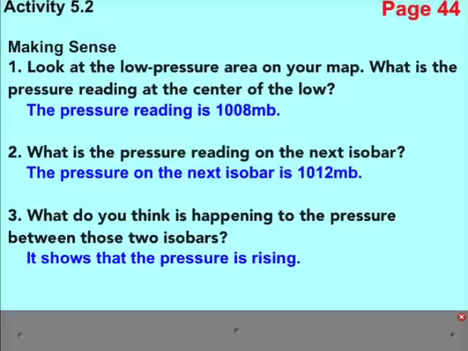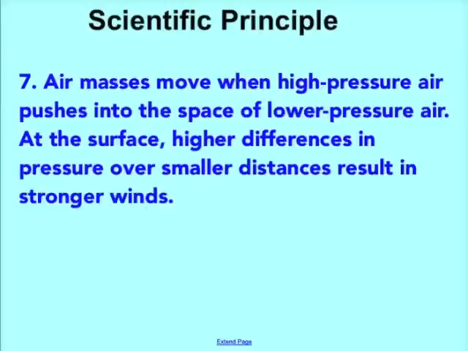So how did you do on those questions in today's activity? Pretty good. Now, open to the front of your book. We're going to add two scientific principles. Air masses move when high pressure air pushes into the space of lower pressure air. At the surface, higher differences in pressure over small distances results in stronger winds. So when we talked about the isobars, if they were really close together, you tend to get stronger winds. If they're really spaced out, you tend to get less strong winds, or winds that aren't nearly as fast. So go ahead, pause the video if you haven't written this all down yet.